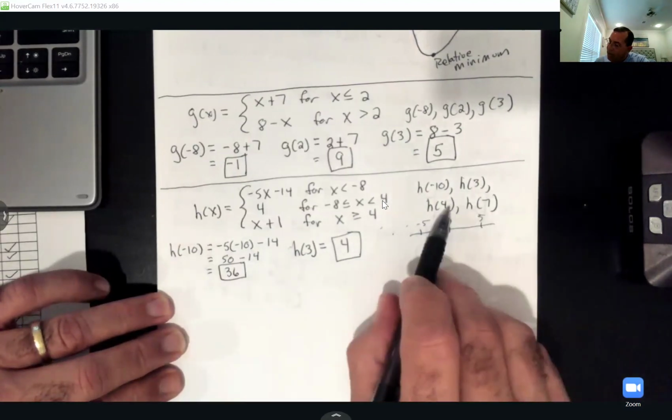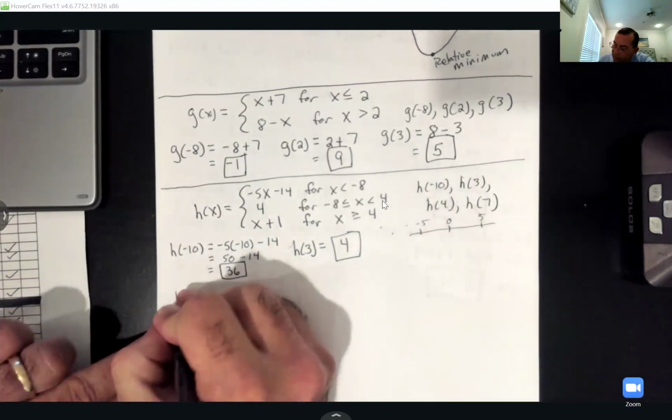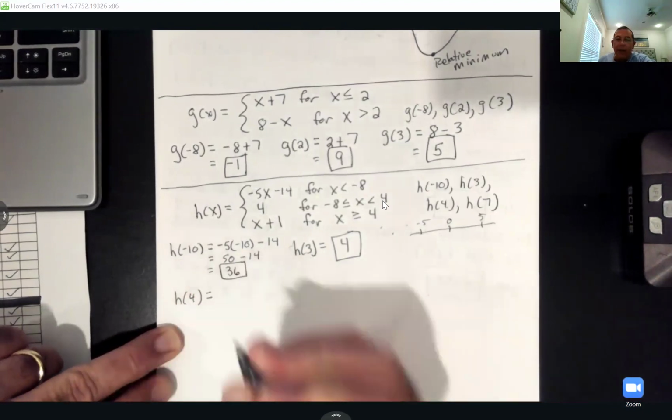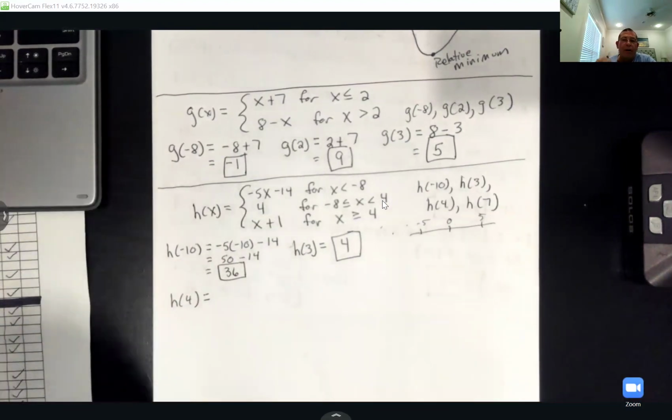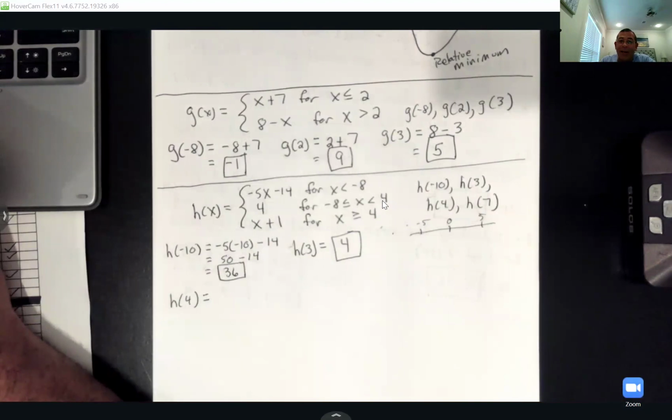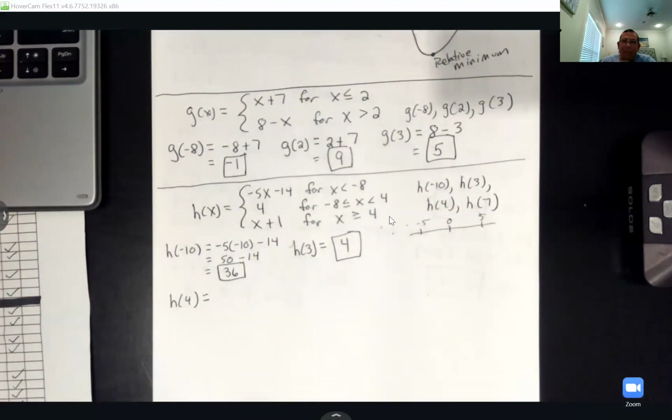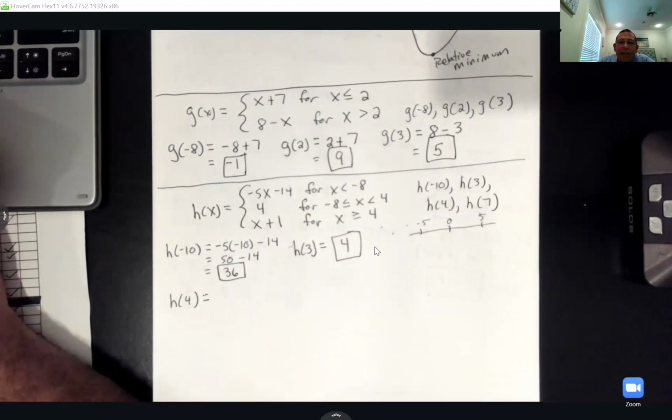So how about h of 4? Is h of 4 using the first equation, second equation, or the last equation? And really, it's between these bottom two, okay? So is your x less than 4, or is it greater than or equal?